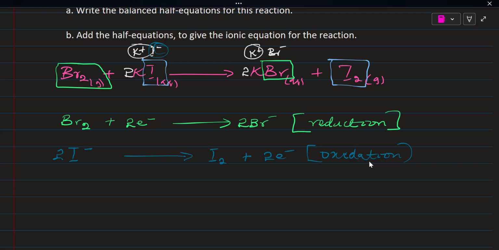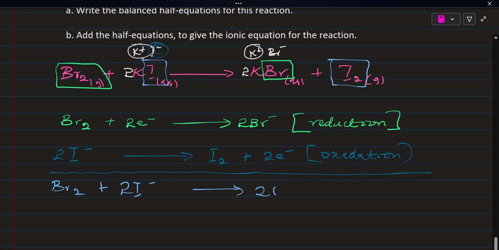We can combine the 2 equations. They said add the half equations to give the equation for the reaction, that is the ionic equation for the reaction. So let's combine the way we did last time. When we combine, we're going to have Br2 react with 2I minus to give us 2Br minus plus I2. I'm not writing the electrons because this one will cancel this. So these are half equations, while this is our ionic equation. You can check if everything is balanced or not.